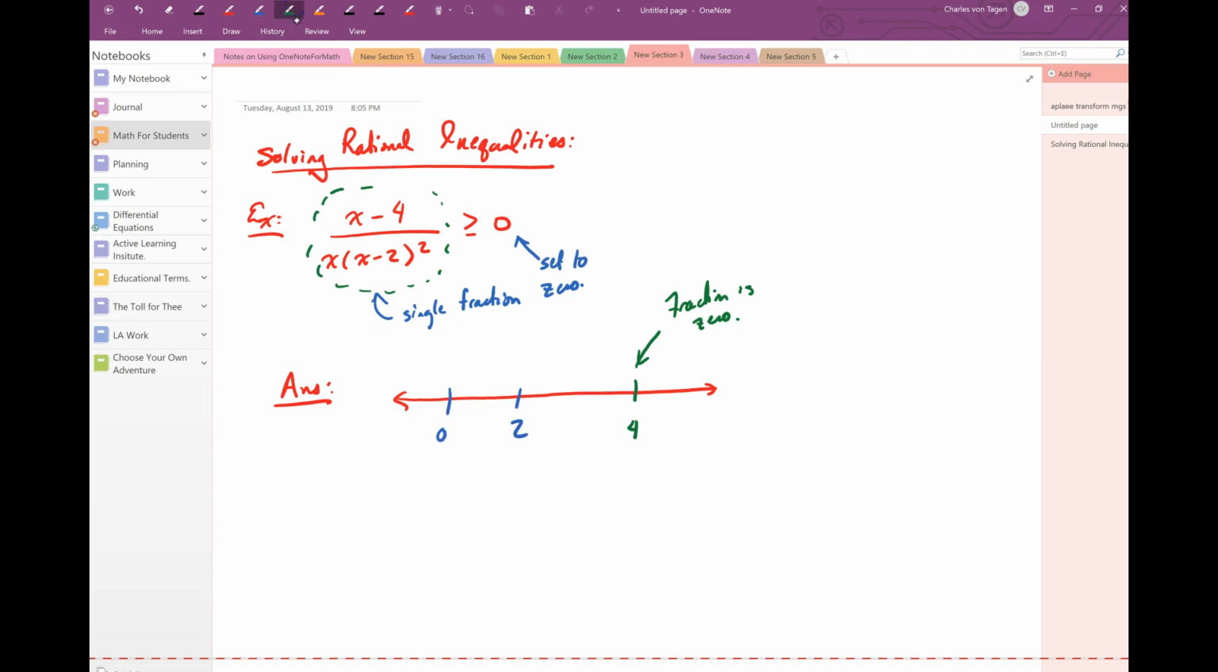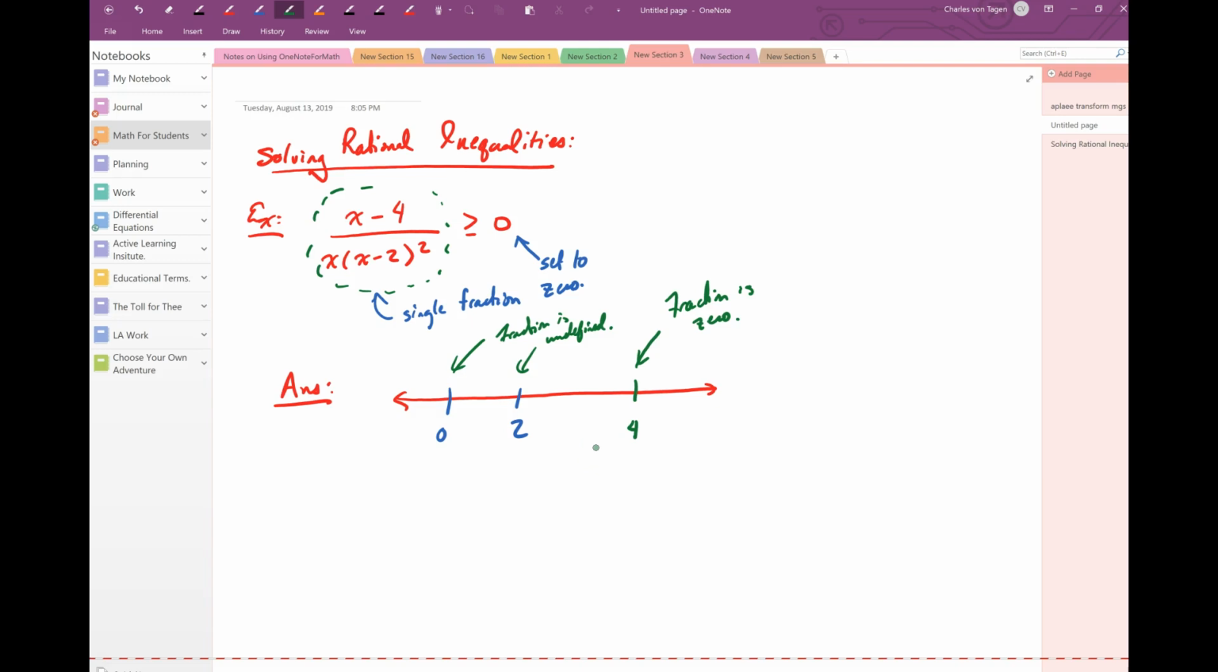And these are showing up, but they're showing up for different reasons. Why are these two values showing up? This is where the fraction is undefined. So this fractional expression is undefined if x takes on the values of 0 or 2. And I think it's important to distinguish between the two reasons why we might put values on this number line, and that'll show up in our answers.